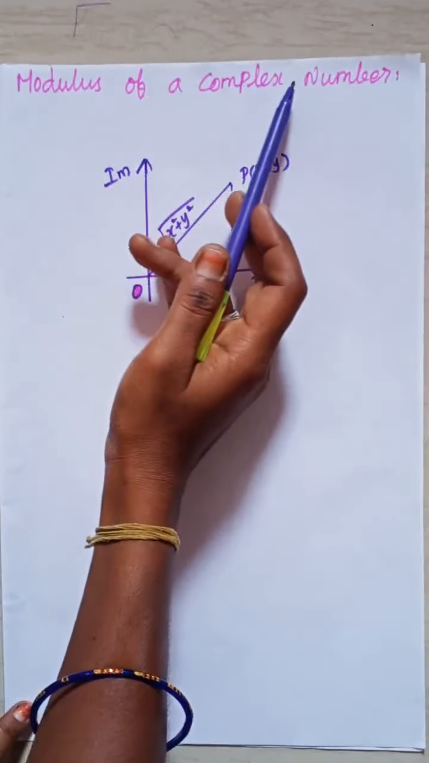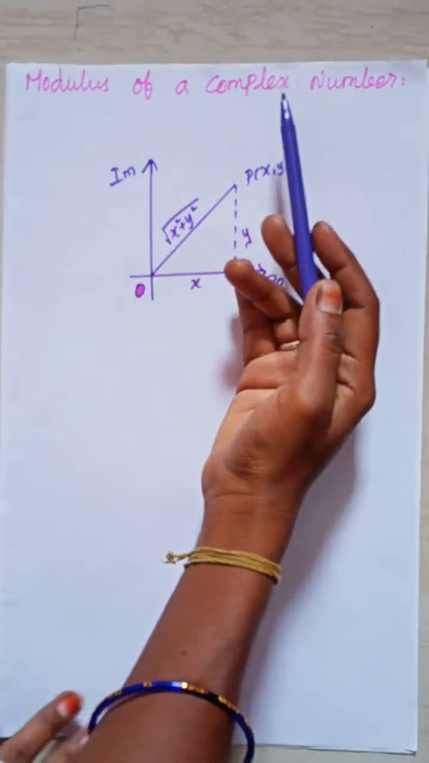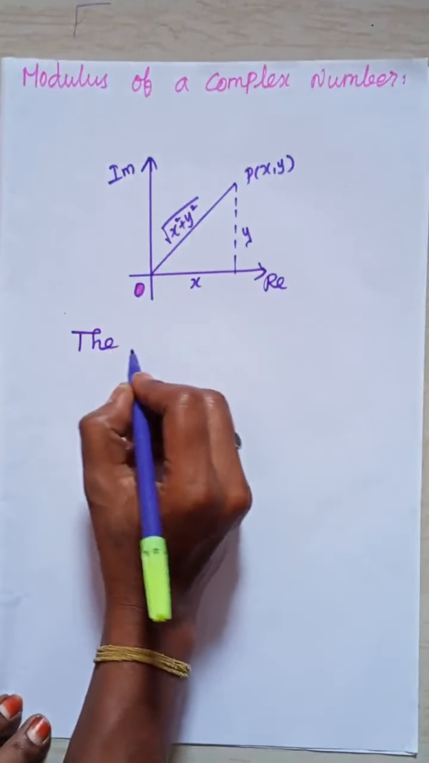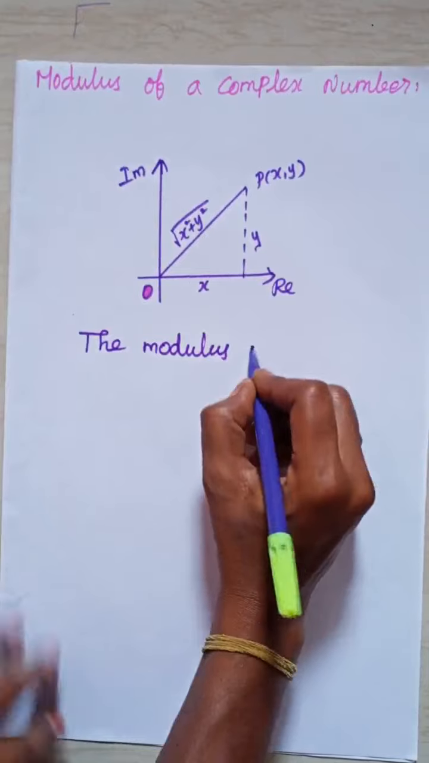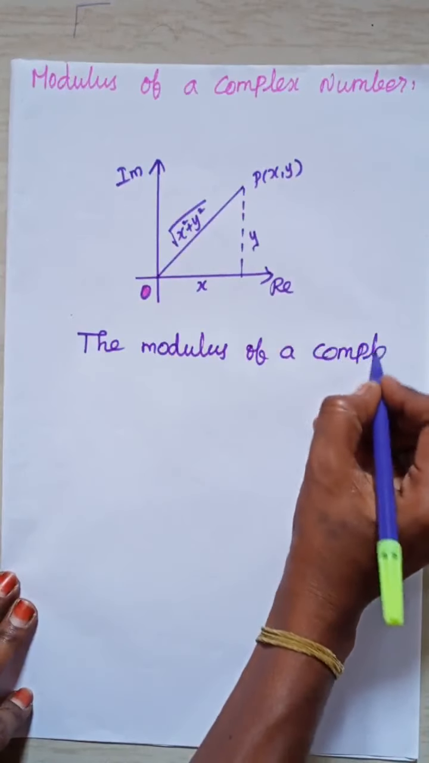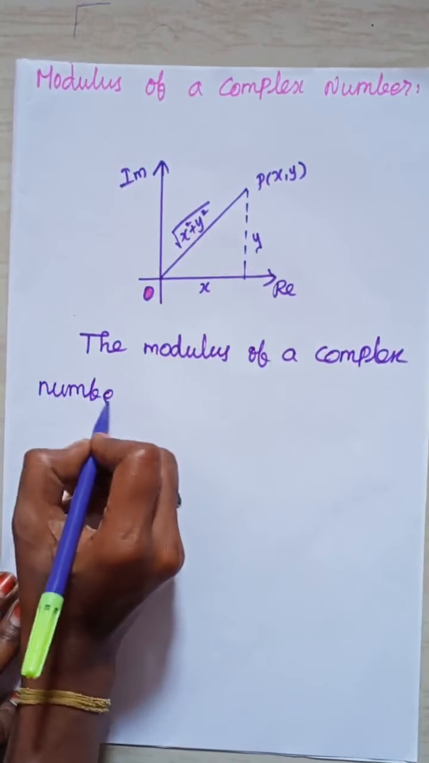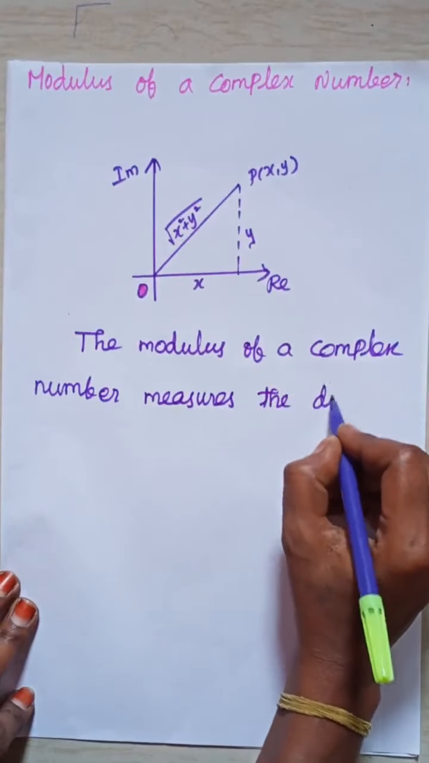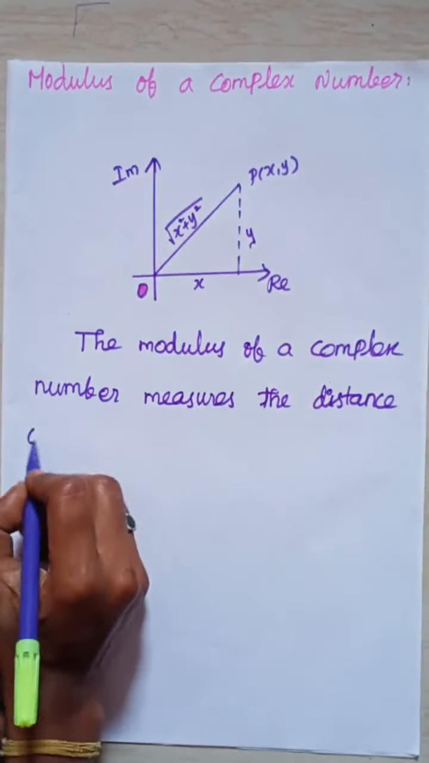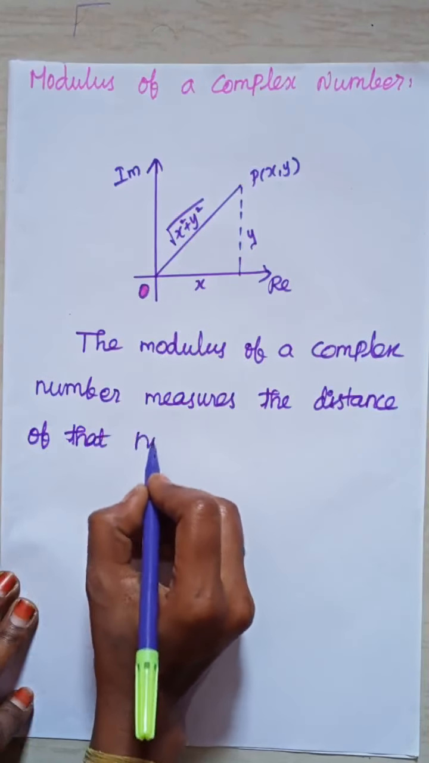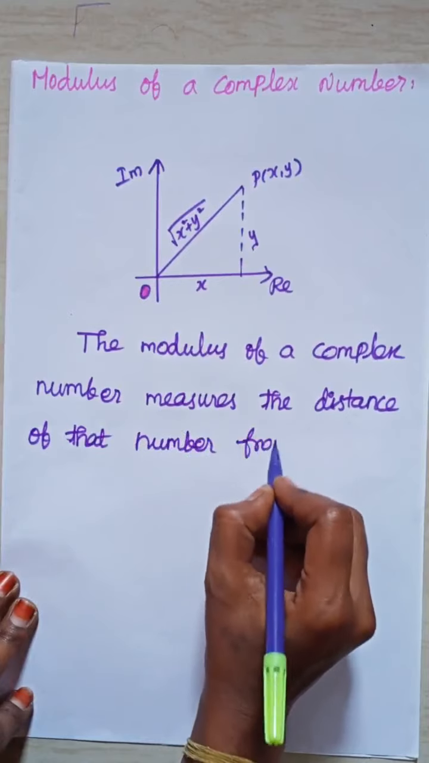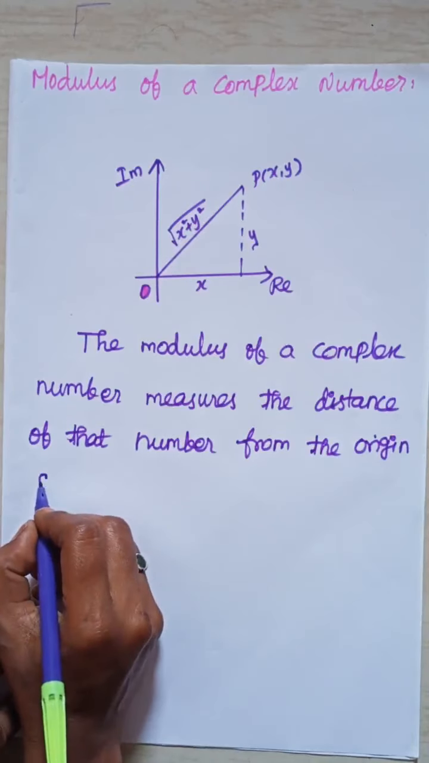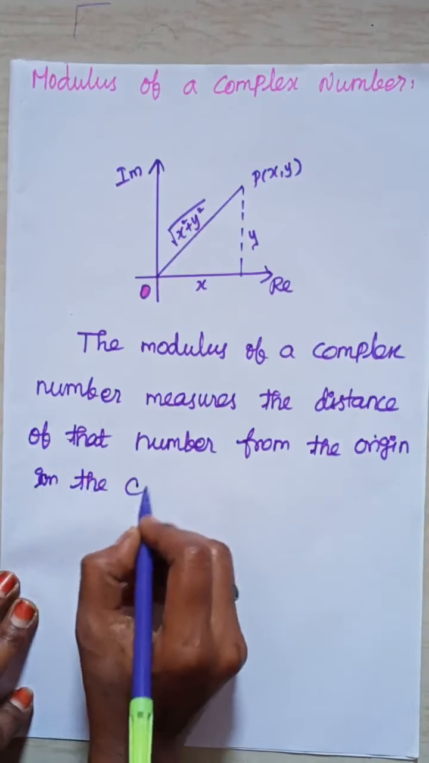Next, see modulus of a complex number. What is it? The definition of the modulus of a complex number: the modulus of a complex number measures the distance of that number from the origin in the complex plane.